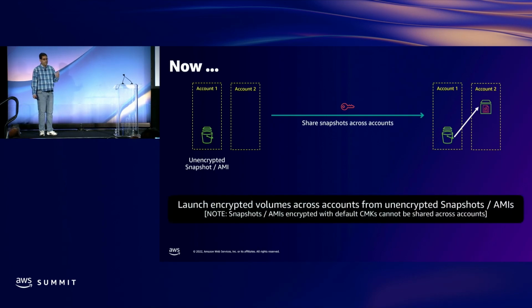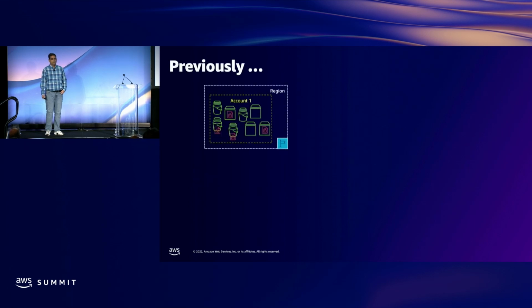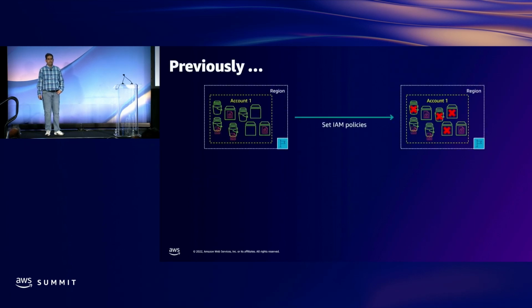Again, if you have an encrypted snapshot in account 1, remember, this will only work for those snapshots encrypted with custom CMKs. Then how did we take it further? Customers were asking us, hey, how can we ensure that all our EBS volumes in an account are fully encrypted? So previously, here's what customers did.